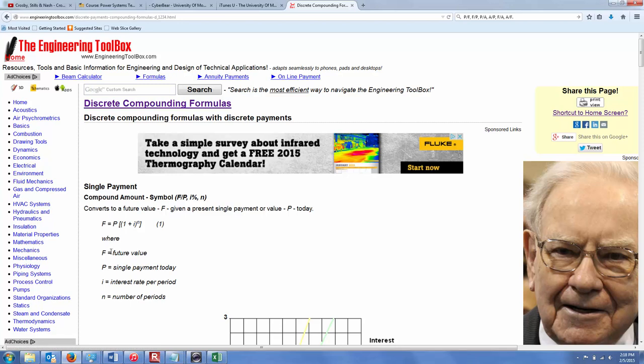So again, future value, P, single payment today, present value. We'll get to annuity in a second. But here's where the interesting things come in. So I think we all kind of have an idea of what interest is, right?